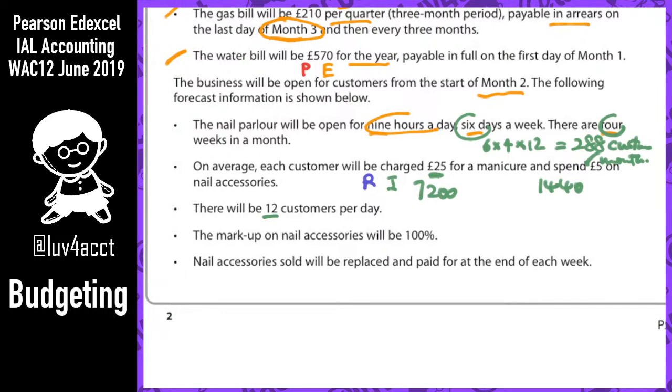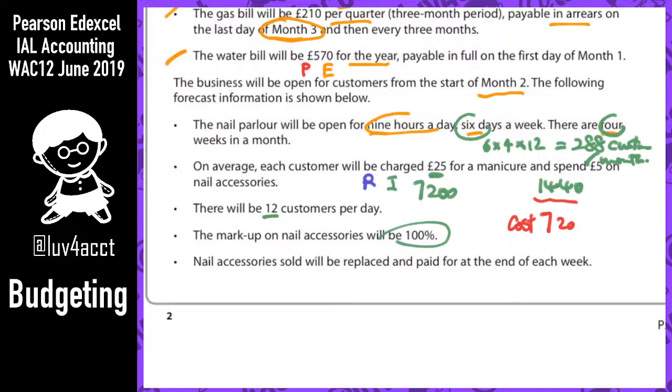Okay, so next one, the markup on nail accessories will be 100%. That means for purchases of $1, you will charge them $2. Okay, that means if you are making sale of nail accessories of 1440, your cost will be 720. Okay, 1440 divided by 2. That will be your cost. Nail accessories sold will be replaced and paid for at the end of each week.